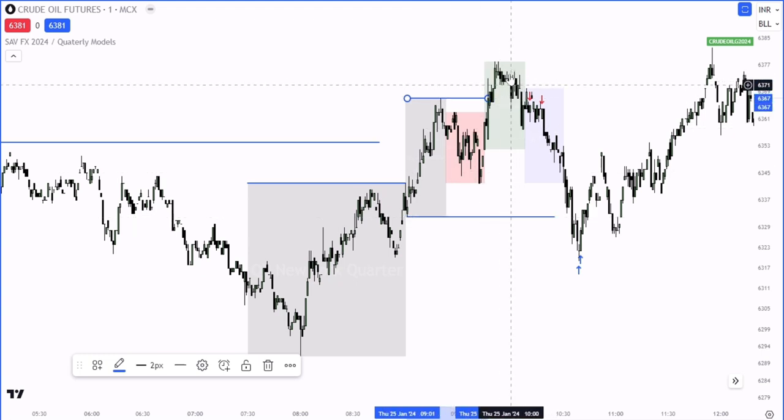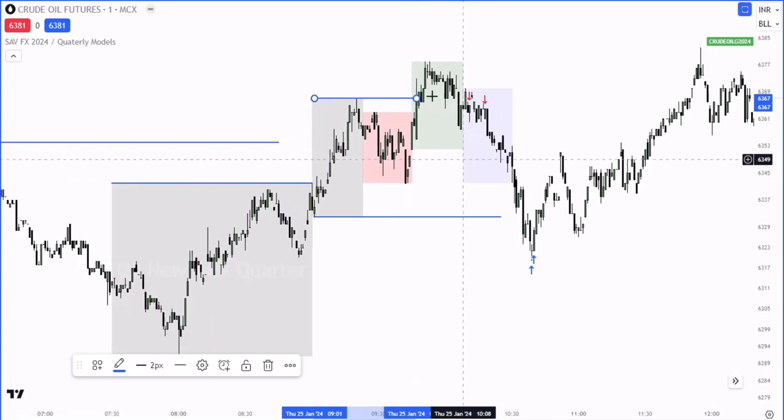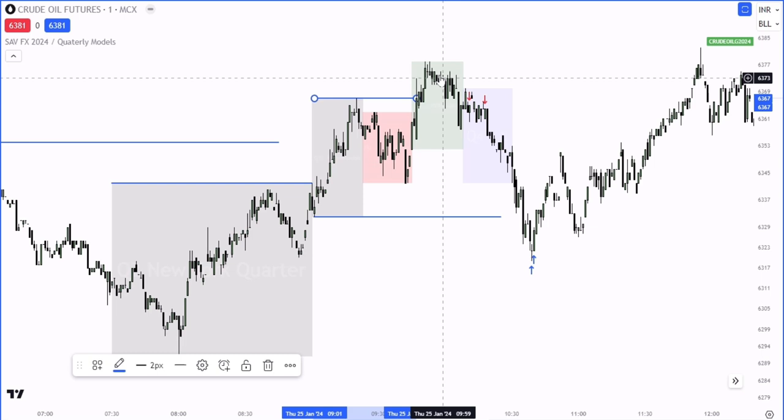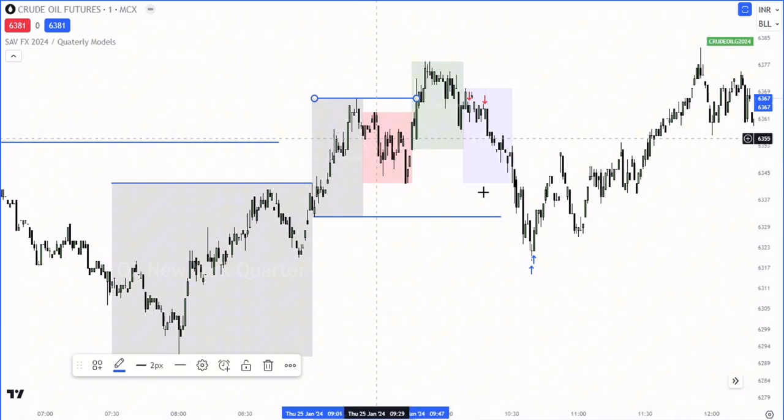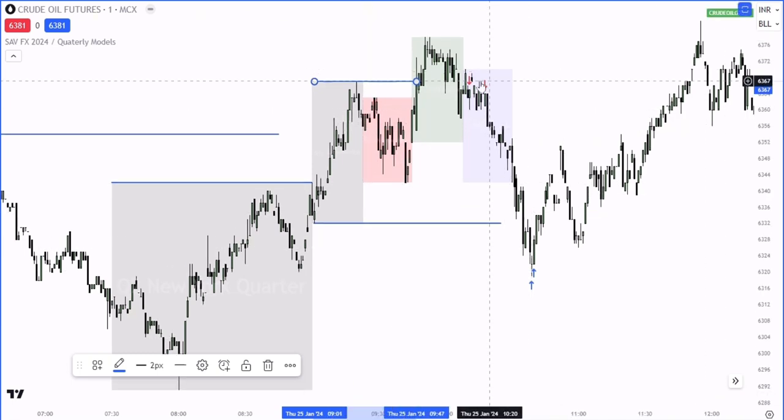But now here's the thing. Even though price has swept the high within Q3, we still allow ourselves to take a trade within Q3, meaning that if you had any forms of entries within this range right here, it's allowed. It's permissible. Then we also expect Q4 to be initially just a simple continuation of that.